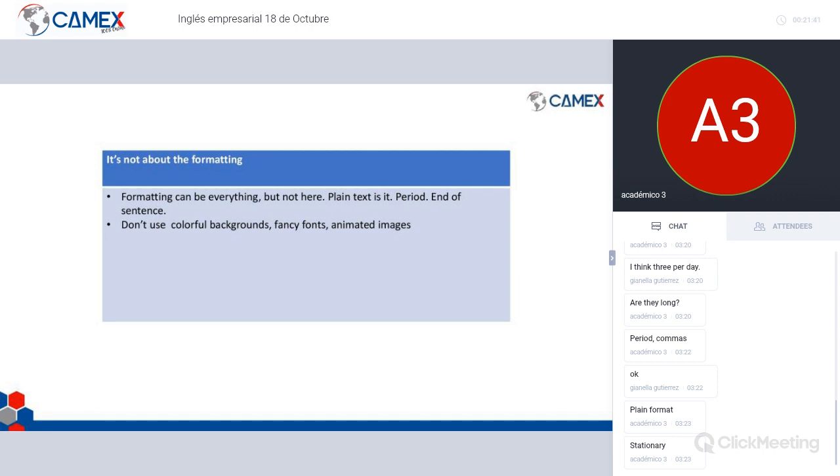Do not use a lot of colors or anything sophisticated. Do not use any GIFs or any sophisticated background. Why shouldn't you use these? While you're thinking about that, as you can read here, it says don't use colorful backgrounds, fancy fonts, or animated images. Do not use them. Now the next one then.